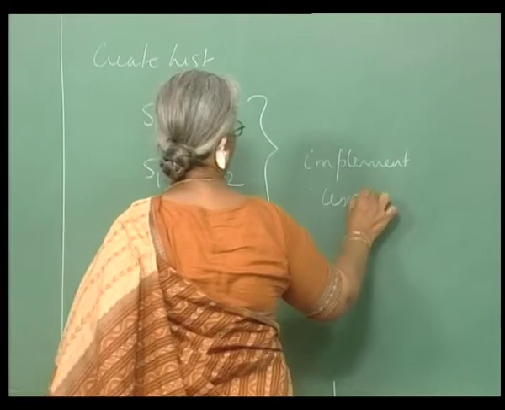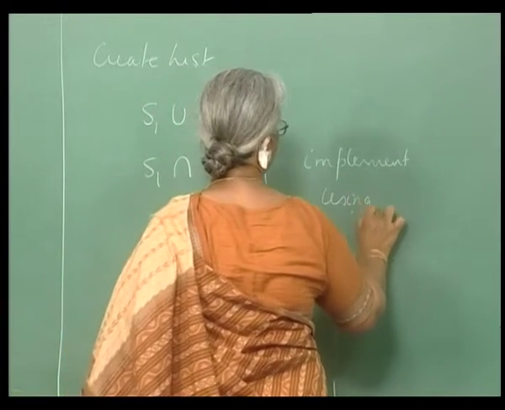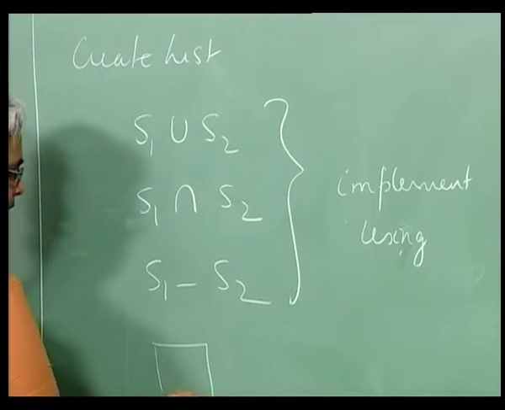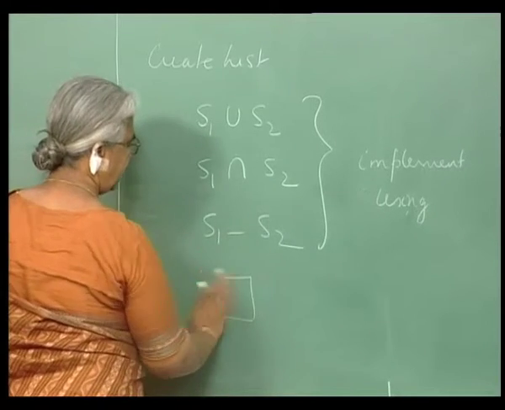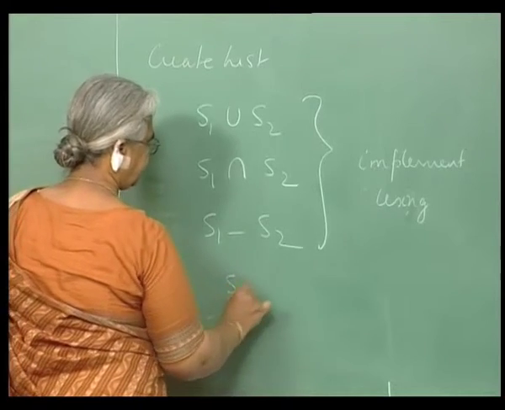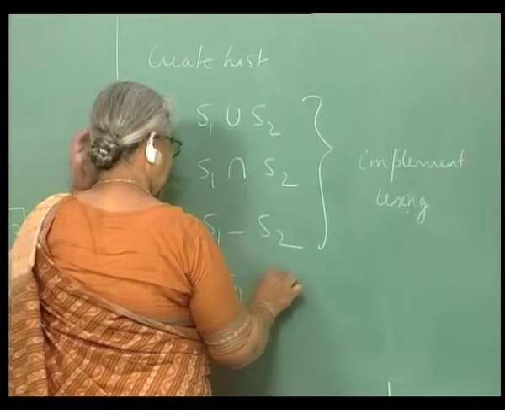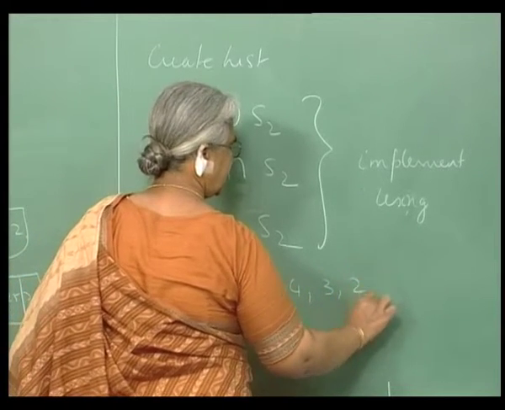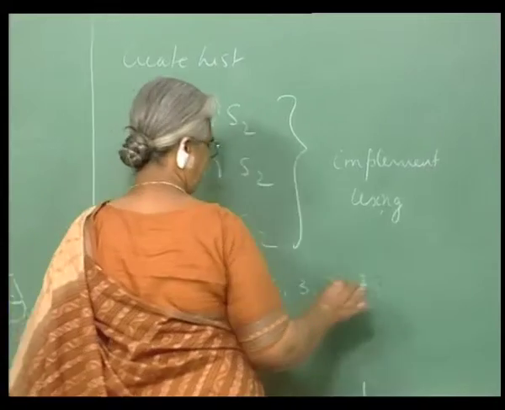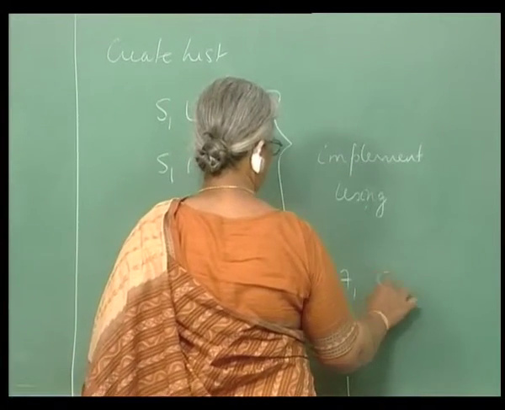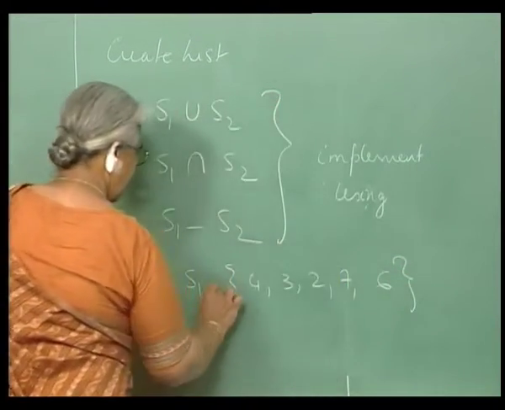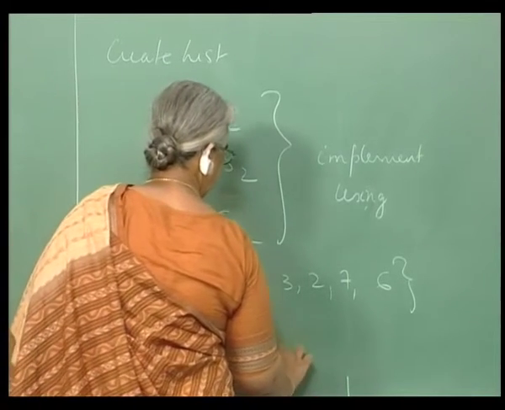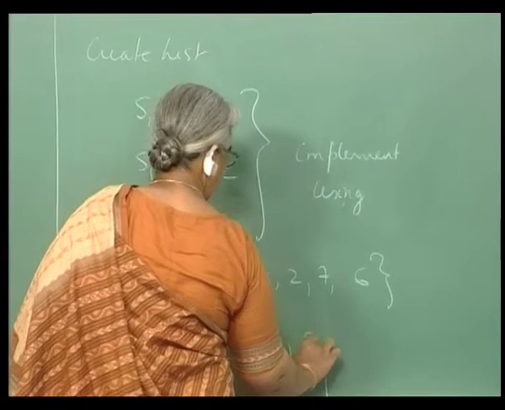Let me give you one example. So, what would I do? I would create a list of elements. Let us say S1 is made up of the following elements: 4, 3, 2, 7 and 6 or something like that, and S2 is made up of 3, 2, 8 and 10.